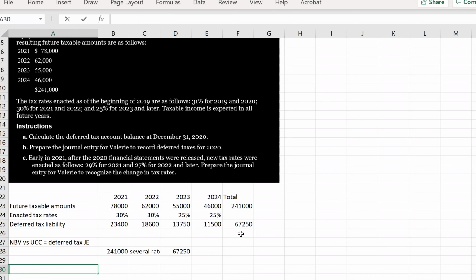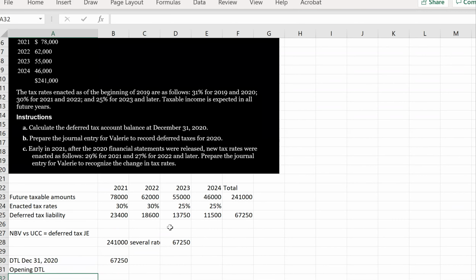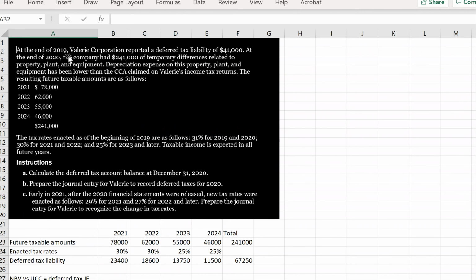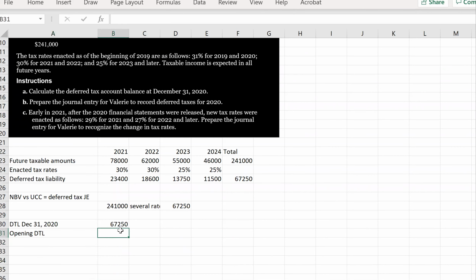So remember that when we make entries to deferred tax liability, we need to make sure that we're looking at the change in the account. So deferred tax liability for December 31st, 2020, we want it to be this number. The opening deferred tax liability, do we have an opening balance? It says that at the end of 2020, Valerie Corporation reported a deferred tax liability of $41,000. So yes, we do. We have a $41,000 opening balance.